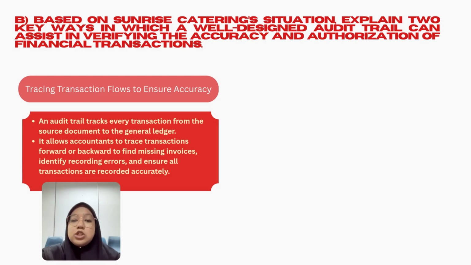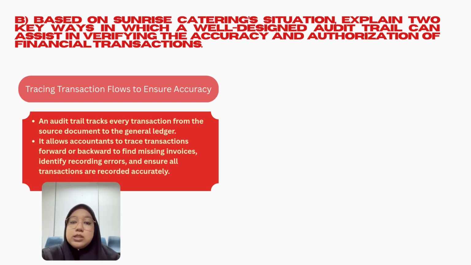In Sunrise Catering's case, the company is facing a problem because some employees are losing source documents and recording payments incorrectly. As a result, there are differences between the invoice and the balances shown in the general ledger. With a well-designed audit trail, the accountant can trace a transaction either backward from the general ledger to the original invoice, or forward from the invoice to confirm that it has been properly recorded in the accounting system.